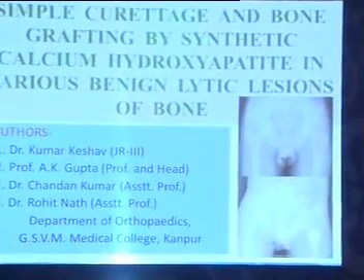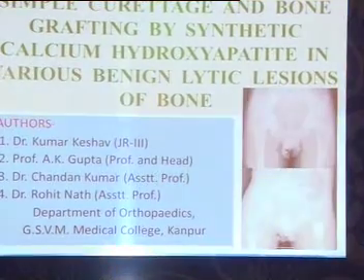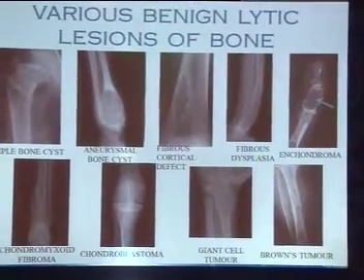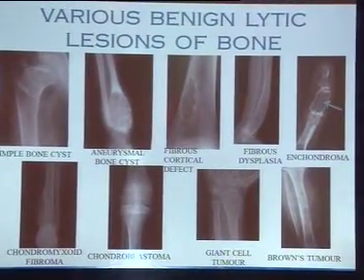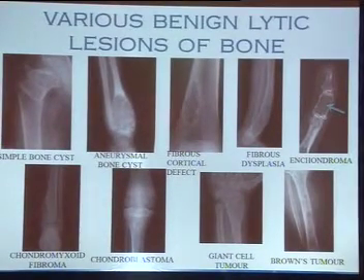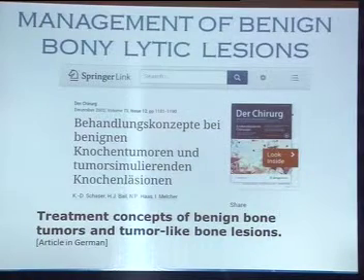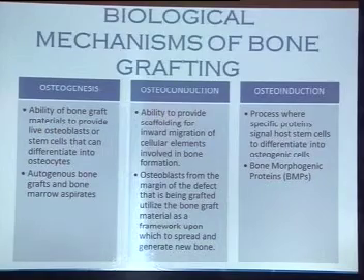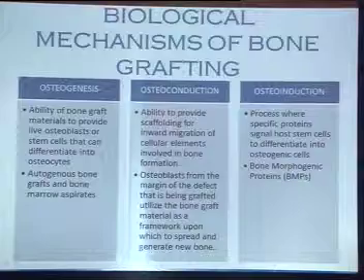My paper is about simple curettage and bone grafting by synthetic calcium hydroxyapatite in various benign lytic lesions of bone. First of all, a brief introduction. The various benign lytic lesions of bone that you all know: simple bone cysts, aneurysmal bone cysts, fibrous dysplasia, giant cell tumor, and Brown's tumor of hyperparathyroidism, to name some of them. An article published in this journal about the treatment concepts of benign bone tumors and tumor-like bone lesions mentions that for most benign tumors, intralesional curettage and subsequent bone grafting is the treatment of choice. The biological mechanisms of bone grafting include osteogenesis, osteoconduction, and osteoinduction.